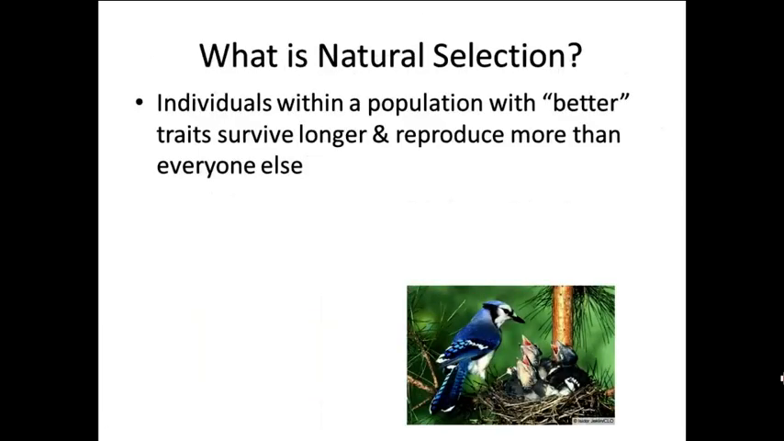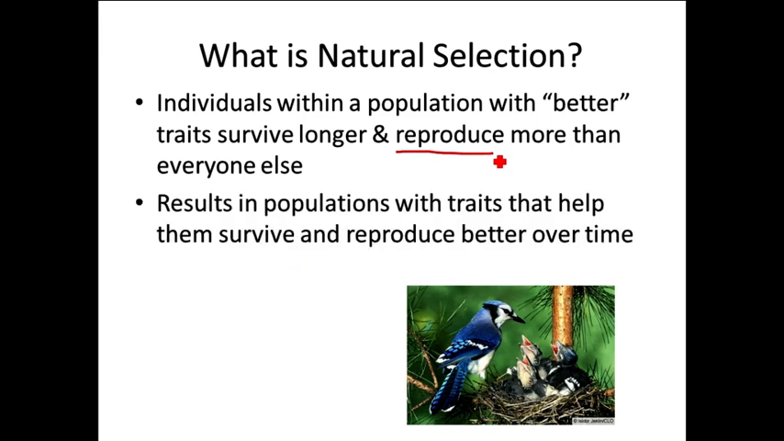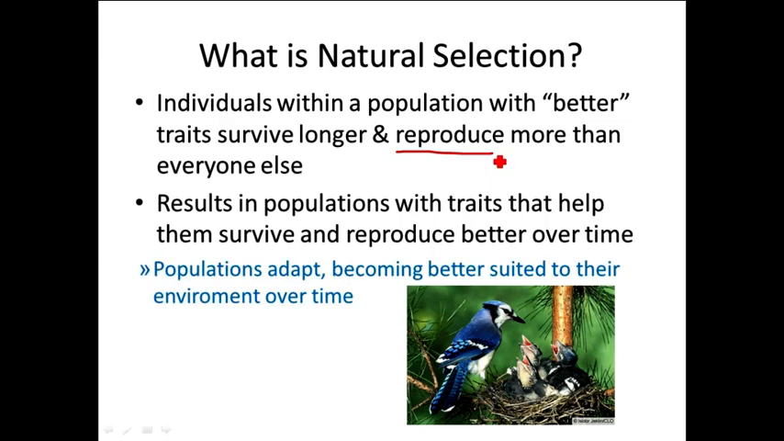In general, it's a very general definition of natural selection. It's the idea that individuals within a population with better traits survive longer and, I'm just going to underline, reproduce more than everyone else. This results in populations with traits that help them survive and reproduce over time. And the result is that populations adapt, becoming better suited to their environment over time. Okay, so I underline reproduce because it's all about reproduction when we're talking about natural selection, because it's all about passing genes on, better genes.